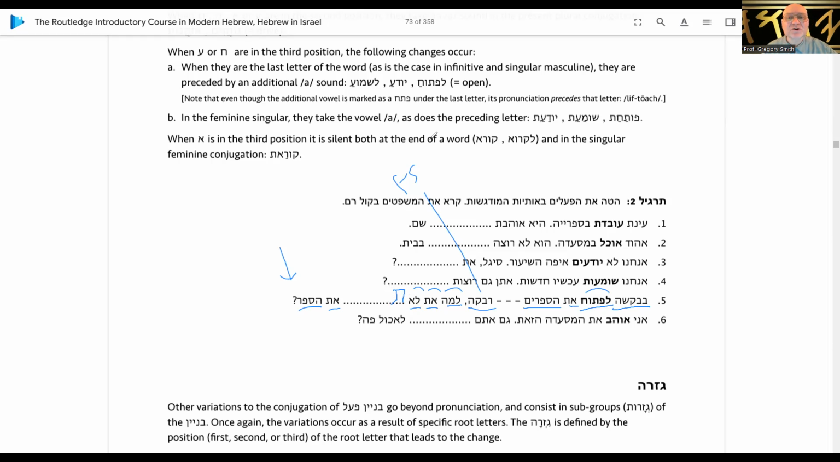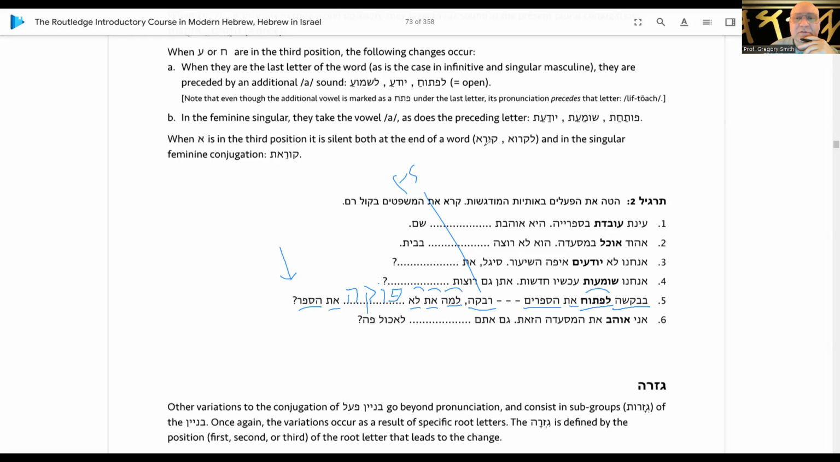Now that's for future. We don't want that. It's got to be present. We've got to have the present tense. There we go. Hocheach. Let's try that. Hocheach. Okay, so lama it lo pocheach it hasefer. Why aren't you opening the book? That sounds proper to me.